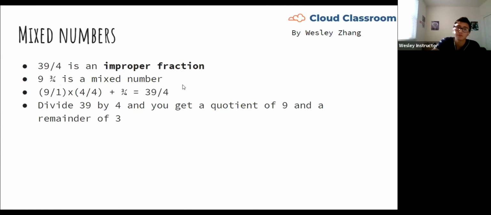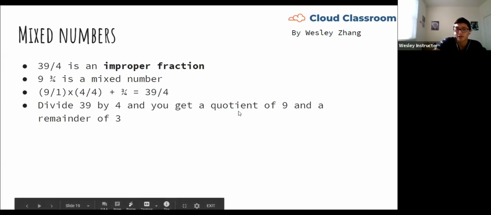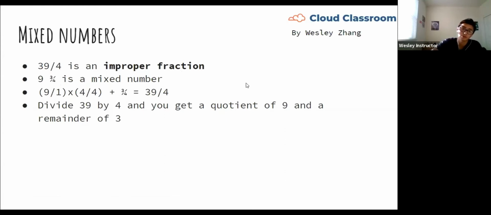To convert the other way, we divide 39 by 4, and you get a quotient of 9 and a remainder of 3. Then you just put the remainder of 3 over the denominator, which is 4. So you get 9 3/4.